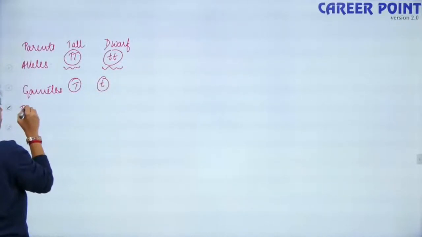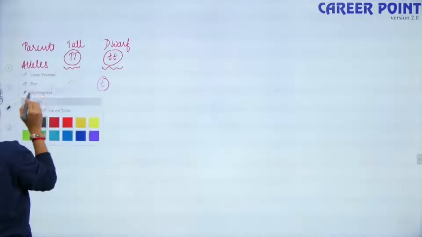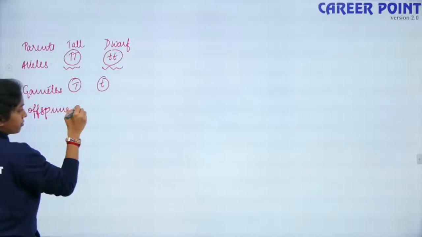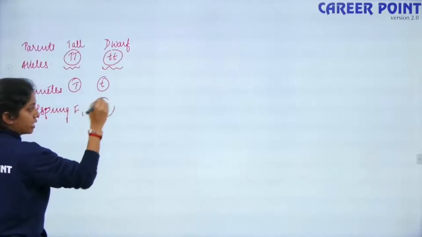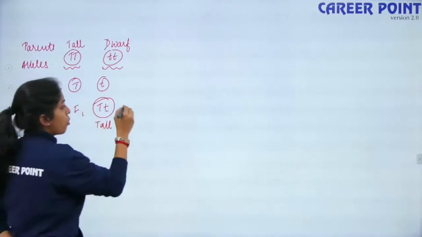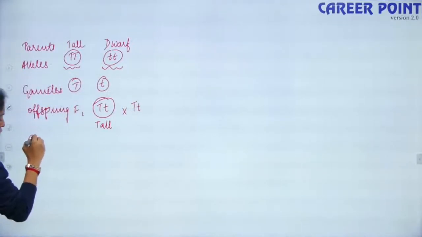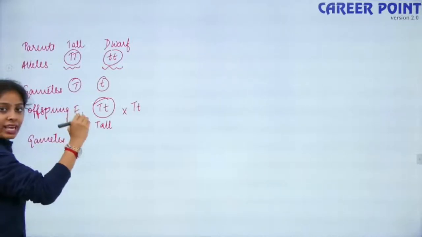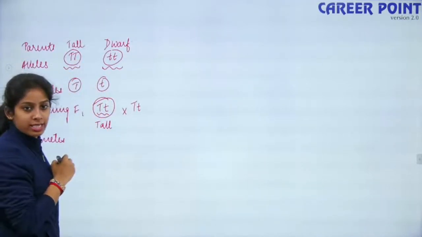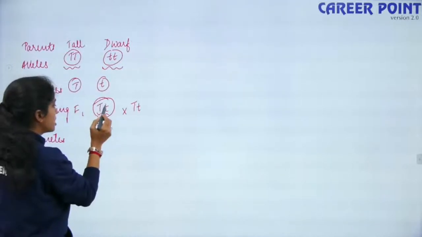So here the parents will be, and here the offsprings will be, so this is the offspring of the F1 generation. This is capital T, small t. This fellow will be tall. Now I am doing selfing, so I cross it with a similar type of plant. Now I will have to find the gametes. Finding the gametes here is a bit problematic because it is heterozygous. It is not homozygous like this. Here capital T, capital T was there, so I picked up one capital T. But here I have one capital T and one small t.